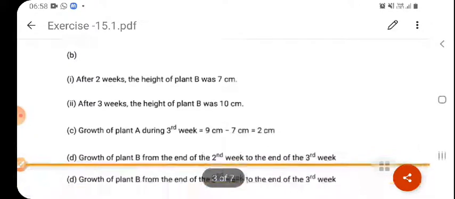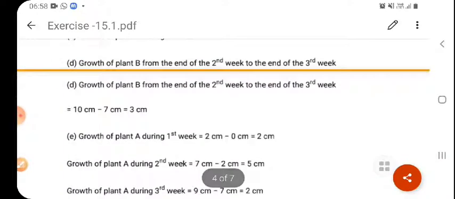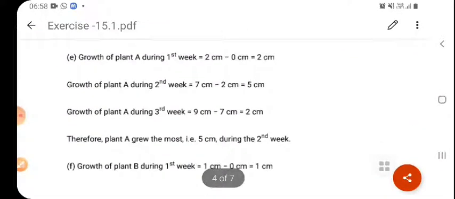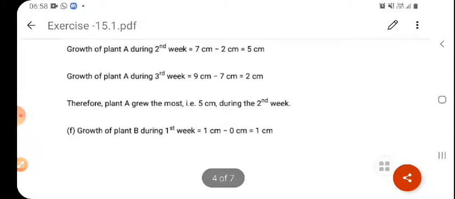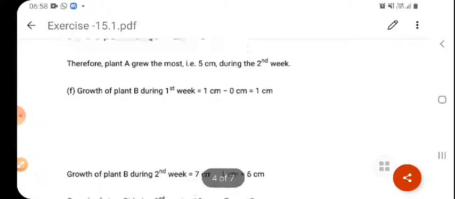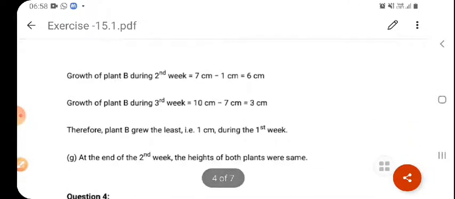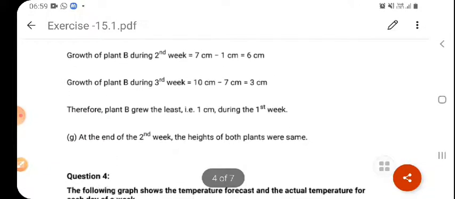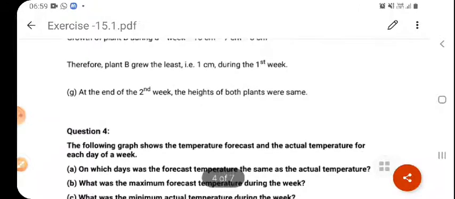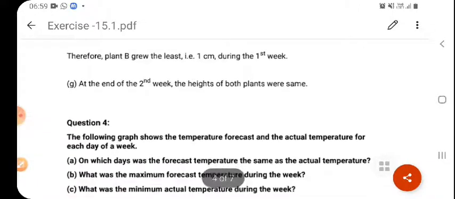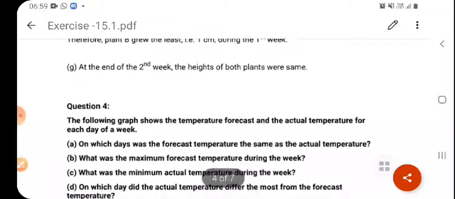Okay, so we can calculate the growth by seeing the graph. Growth of plant, we will subtract the previous value from the next value. So second week growth is 7 centimeter minus 1 centimeter, that is 6 centimeter. Third week's growth is 10 centimeter minus 7 centimeter, that is 3 centimeter. Okay, so therefore the plant B grew at least 1 centimeter during the 1 week, and at the end of the second week the heights of both plants were the same.